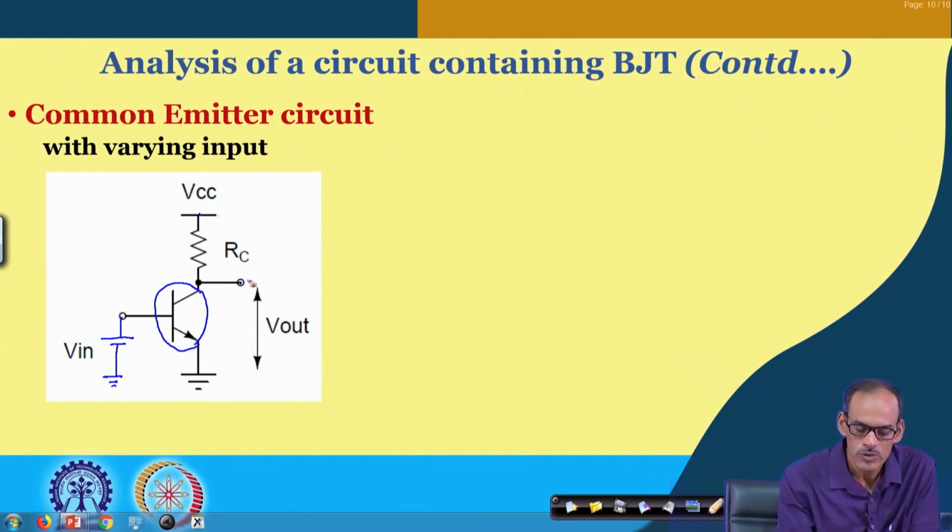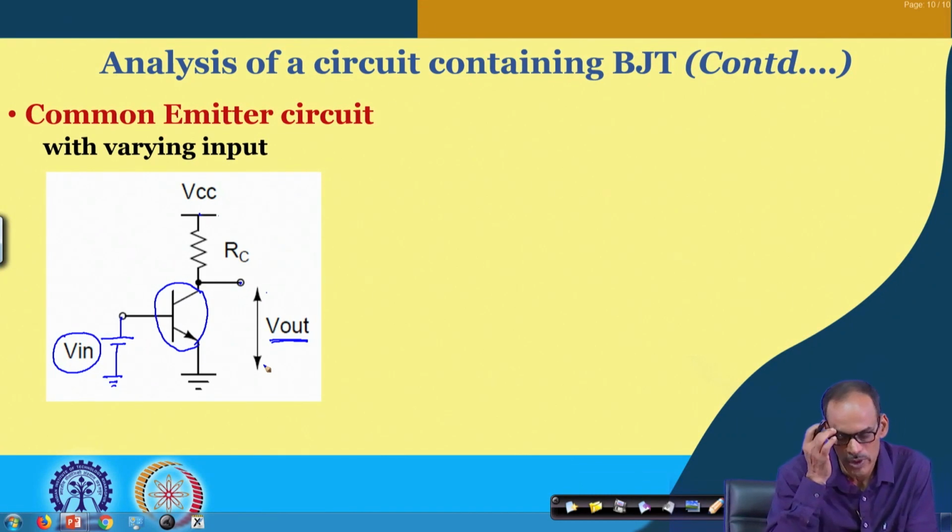So, we are observing the effect at the collector, and hence let us call this the output port, and this the input port. The voltage we are applying here we call V in, and the corresponding effect we will be observing at the collector with respect to emitter, let us call this V out.